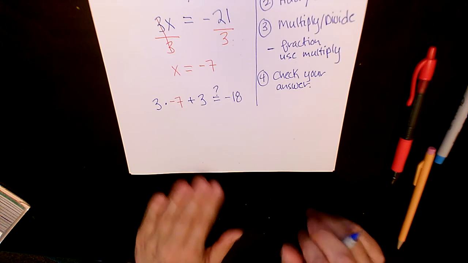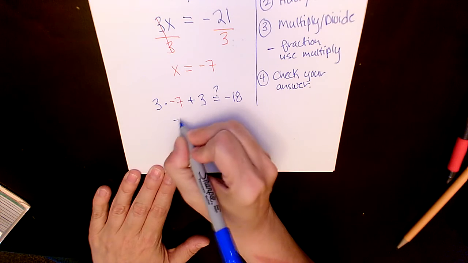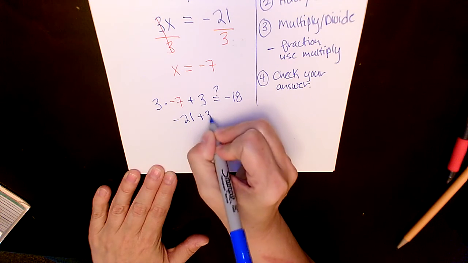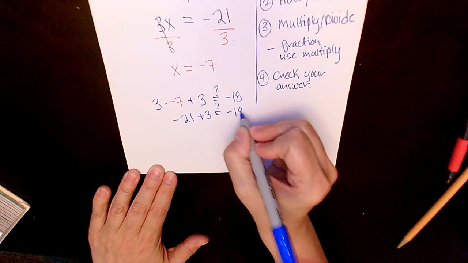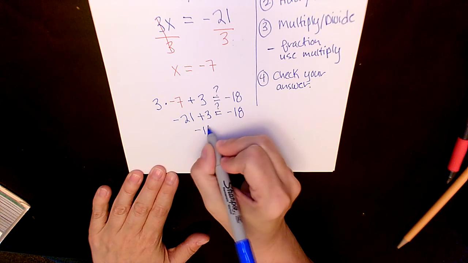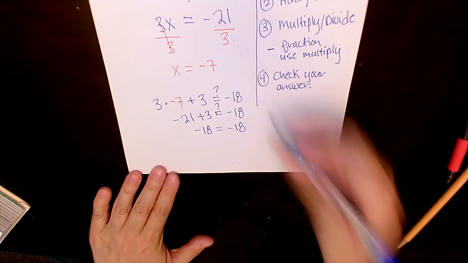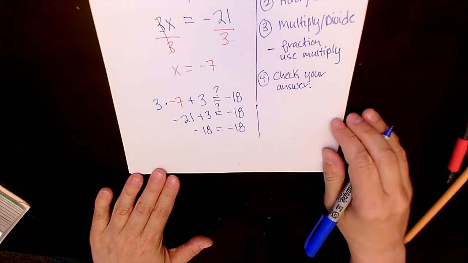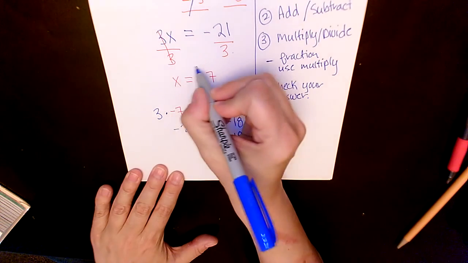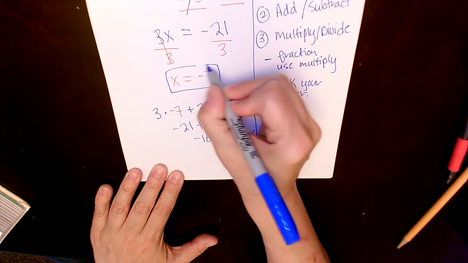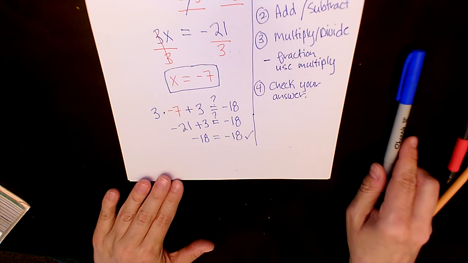Well, let's see. 3 times negative 7 is negative 21. Plus 3, does that get me to negative 18? Well, yeah. Both sides equal negative 18, so it checks, so we're good. So final answer, x is negative 7. That's my solution.